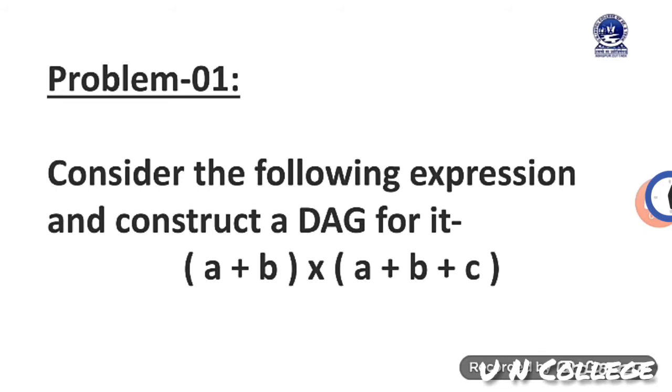Now we will discuss one problem so that you will be very clear on how to construct a DAG. Let the expression be (a plus b) into (a plus b plus c). Here you can see that we are using a plus b twice. If we just use one simple parse tree or syntax tree, then we will represent everything, but in a DAG it is different as it is optimizing the basic block.